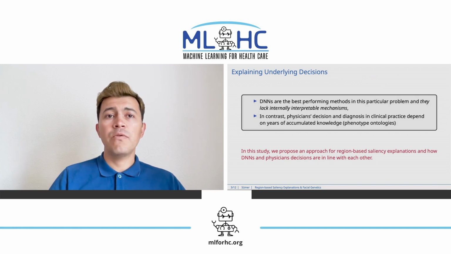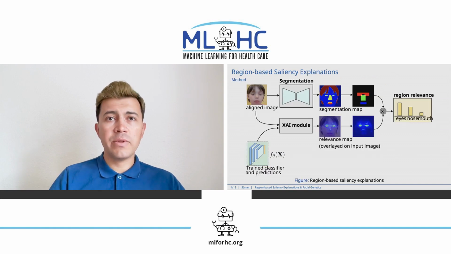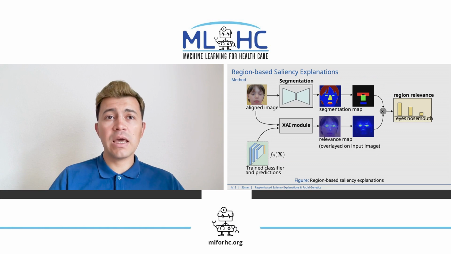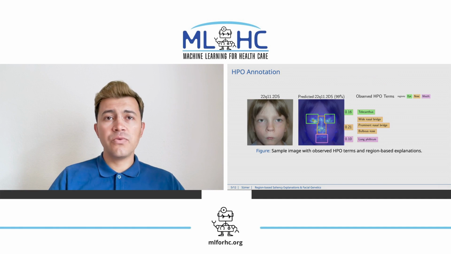In this study, we propose an approach for region-based saliency explanations and how DNNs and physicians' decisions are in line with each other. Now let's have a look at our approach. We first train a DNN to classify different genetic conditions and unaffected group. Then we use a saliency method to explain trained DNN's decision and aggregate pixel-wise values to regions and investigate their contributions to the DNN classification. In this example, we see the region relevance values highlighted based on a given saliency map. Later, we will compare them with phenotypes observed by clinicians.